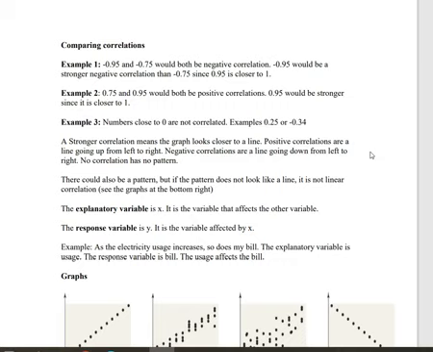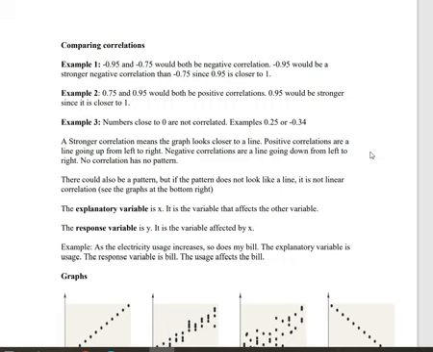Numbers close to 0 are not correlated, like 0.25 or -0.34. A stronger correlation means the graph looks closer to a line. Positive correlations are a line going up from left to right. Negative correlations are a line going down from left to right. No correlation has no pattern.